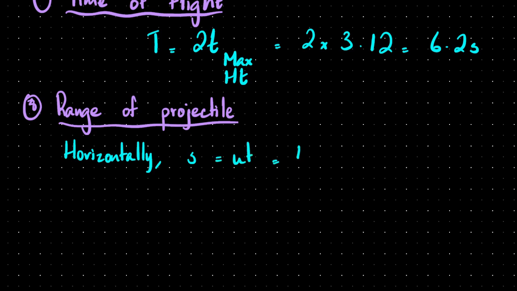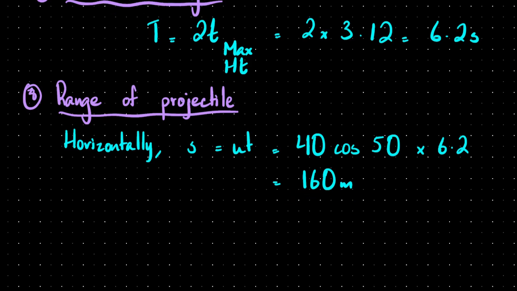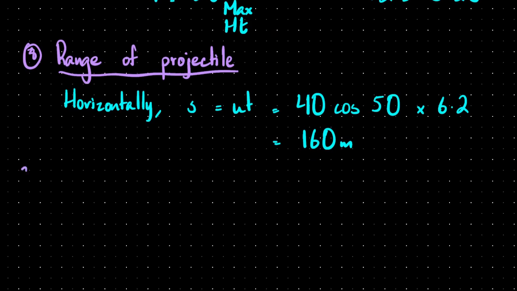So that's 40 cos 50 times 6.2, and this turns out to be 160 meters. Right, so this is the entire horizontal distance, the horizontal displacement it covers throughout its entire journey. The ninth part is the displacement at time t equals 2 seconds.